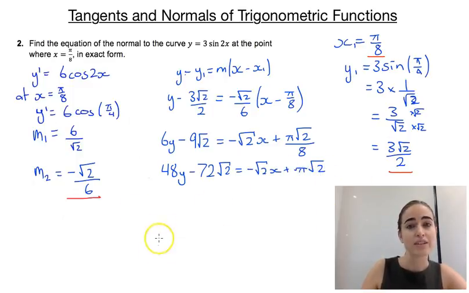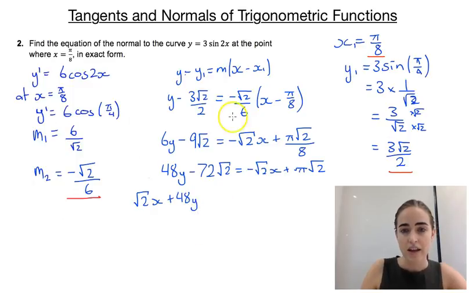then bring it all over one side of the equals sign. So we're going to have the square root of 2x plus 48y. Hang on. That should have been an 8 in there, sorry. Once I multiplied by 8, I should have multiplied this guy by 8 as well. So that'll be 8 root 2. Then our minus 72 root 2, because we're bringing it over the other side, minus pi root 2 equals 0.